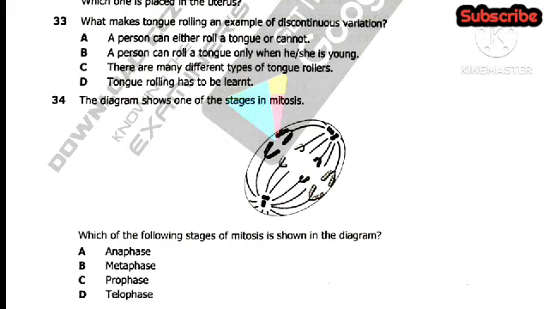Number 34. The diagram shows one of the stages in mitosis. By the way, there are 2 types of cell division: mitosis and meiosis. Mitosis takes place outside the sexual organs. Which of the following stages in mitosis is shown in the diagram? Well, the answer here is A.